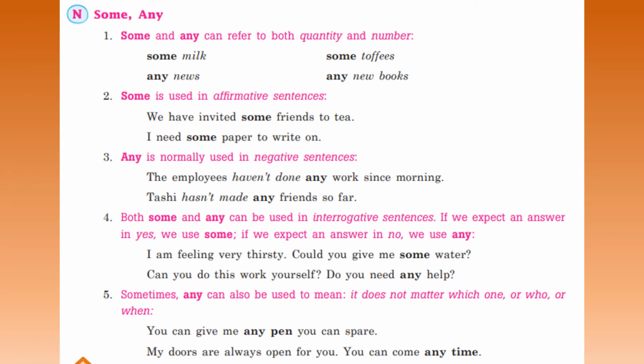So in negative sentences we mostly use any. Then both some and any can be used in interrogative sentences. If we expect an answer in yes, we use some. If we expect an answer in no, we use any. I'm feeling very thirsty. Could you give me some water?